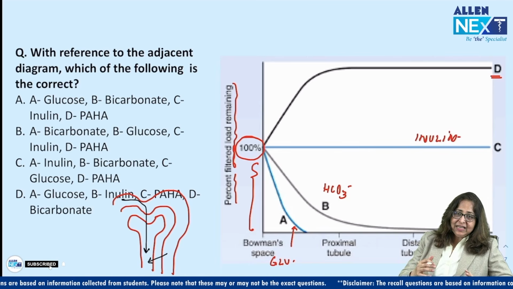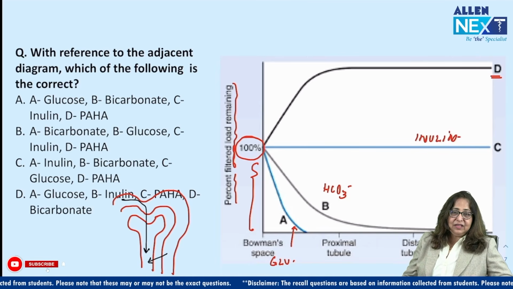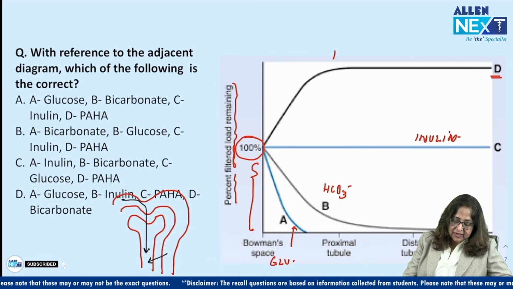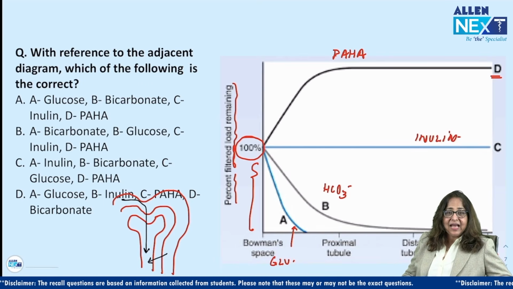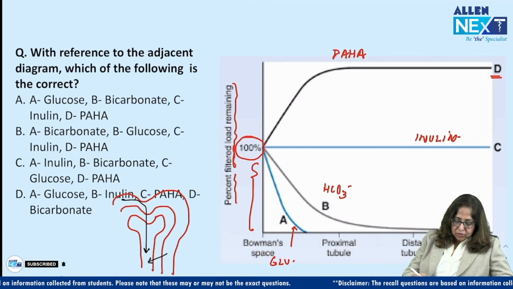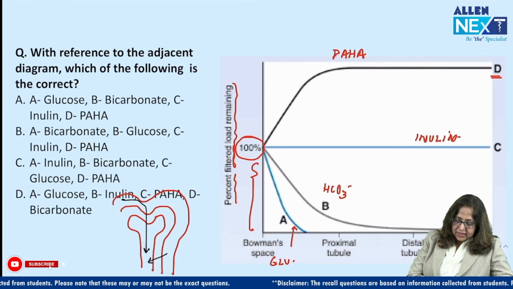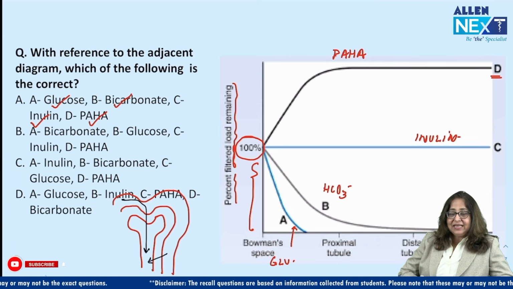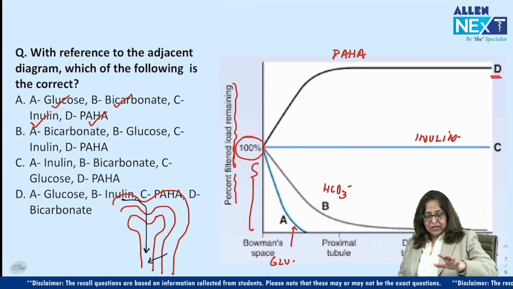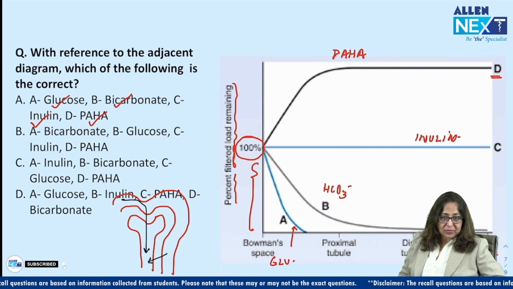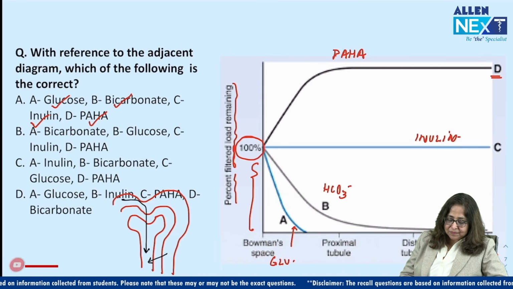What is D? Now, D is increasing in the nephron. This is being secreted. So this is para-aminohippuric acid. Para-aminohippuric acid is freely filtered and completely secreted, and the secretion takes place in the PCT. So according to this, A is glucose, B is bicarbonate, C is inulin, and D is para-aminohippuric acid.